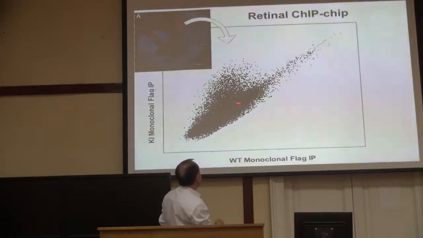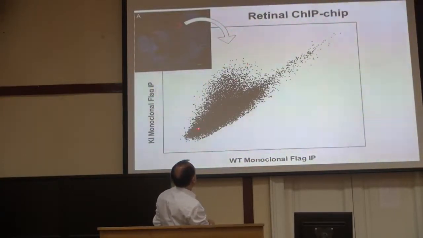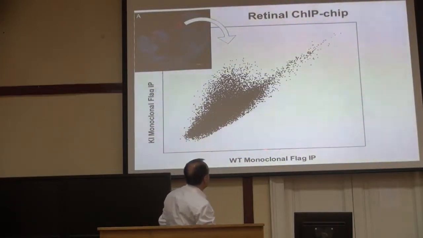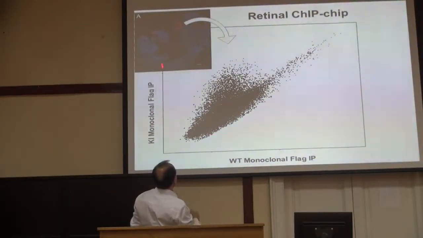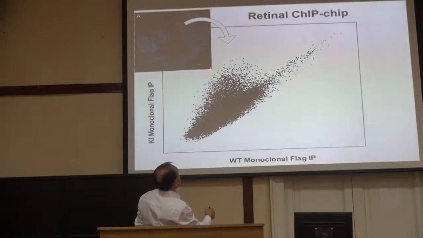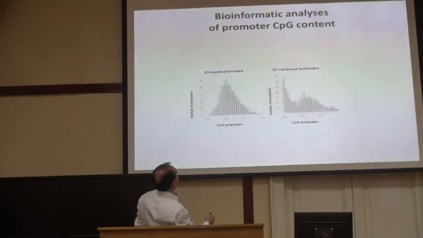And when we did it, we immediately noticed that there was... So this is intensity in a wild type embryo, and this is the knock-in embryo, and everything here has the same intensity. And this is this bump. These are the sites. These are the promoters that are specifically bound by cyclin D1, which are enriched in anti-FLAG IP from the knock-in embryos.